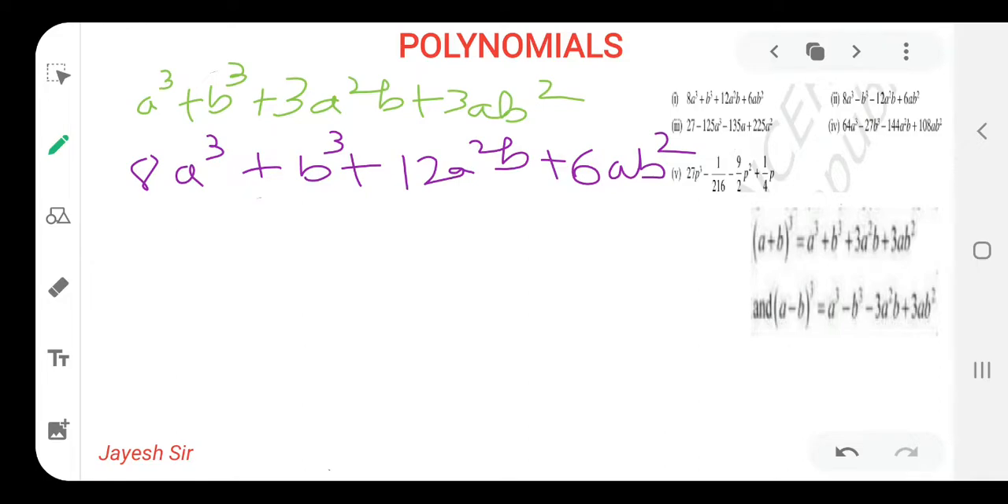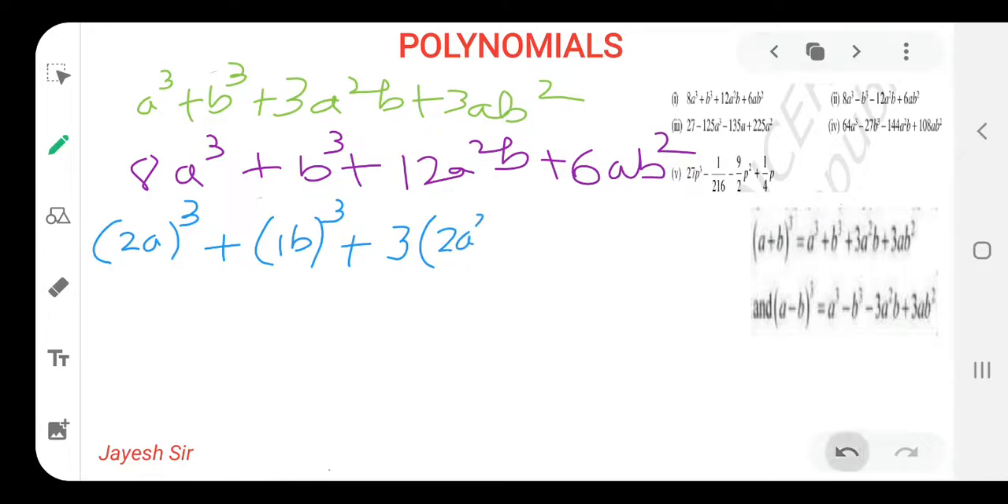We'll get the value of a from 8a cube. 8 is the cube of 2, so we can write it in bracket as (2a) cube. Yes friends, and b cube is as it is, so the value of b is 1. We can say it as 1b also, (1b) whole raised to cube. Yes friends, as per the formula it is 3a square, so 3 we will take as common, and what is the value of a? The value of a we all know, that is 2a, and square is written, so outside the bracket we will put the square, and 1b as it is, plus 3 as it is. As per our formula we have to put 3, so don't get confused, we have to put 3 as per our formula.